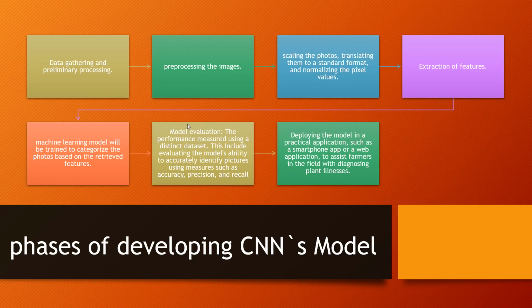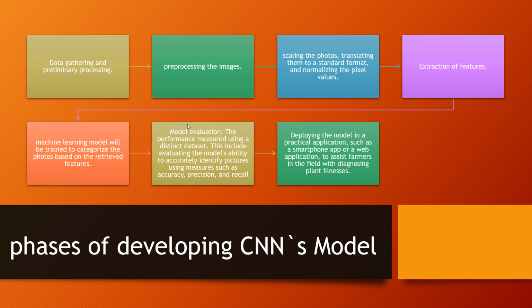So here are the steps of developing the CNN model. We start with data gathering and pre-processing. The next phase is to pre-process those images. During the pre-processing step, we need to scale the photos, translate them to a standard format, and normalize the pixel values.